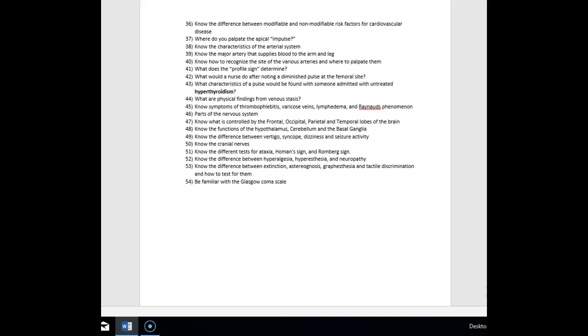Let me see. Homan's sign is basically you doing that sign to check for deep vein thrombosis. To tell you the truth, they don't really use that much anymore. When you bend the foot back, by the calf, you see whether or not the person is having any pain. That's what it is. Okay.